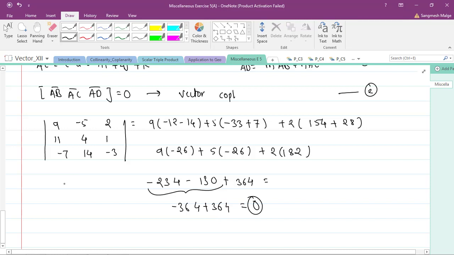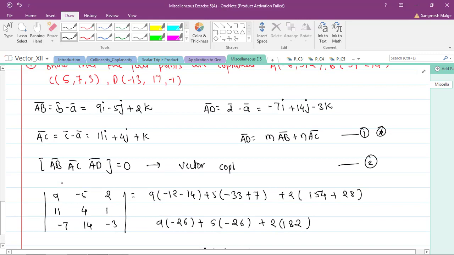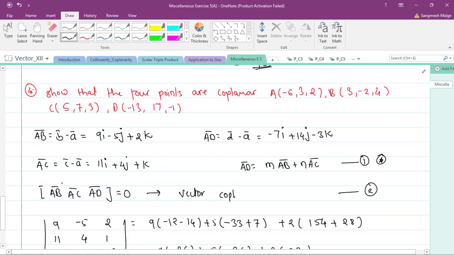Means what? You are getting the scalar triple product of the above three vectors equal to 0. That means the given vectors are coplanar. If the vectors are coplanar, then obviously the points are also coplanar. Okay, very good. So in this way you can prove that the given points or the vectors are coplanar vectors. Two methods, one is the linear combination method and the other is the scalar triple product method.